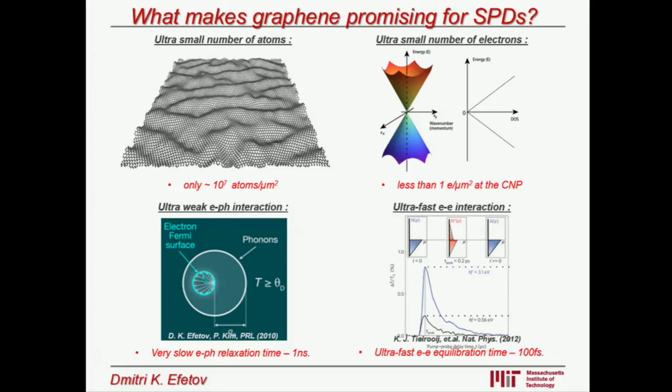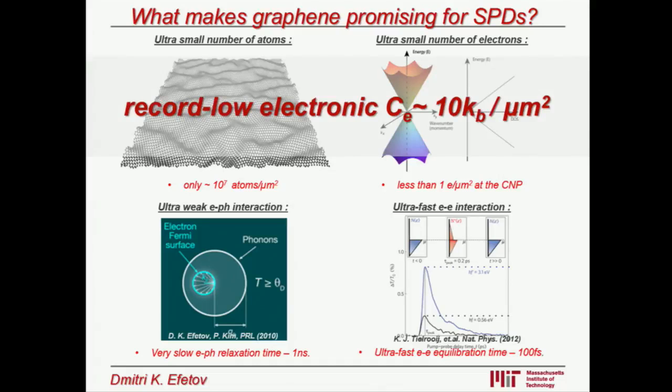The second thing is that in the ultra clean devices these days, you can tune the Fermi energy almost to the charge neutrality point. You can achieve carrier populations of less than 1 electron per micrometer squared at the charge neutrality point in the cleanest devices right now. Together, that gives you a record low electronic heat capacity. If you want to absorb heat in graphene, this is the heat capacity you get: only 10 k_B per micrometer squared. To the best of my knowledge, this is the smallest electronic heat capacity.